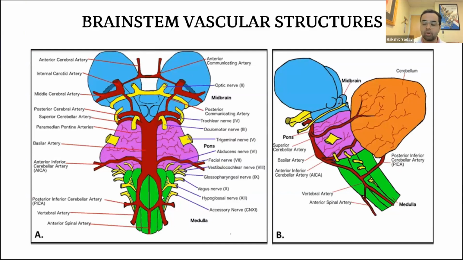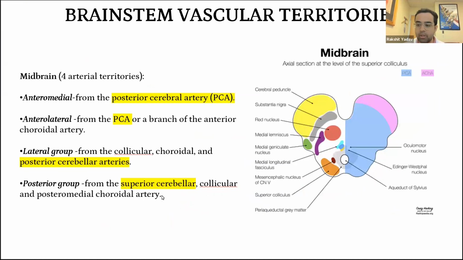This is just a broad diagram of the vascular structures. I'm going to explain each of the vascular structures separately according to the subparts of the brainstem. So the first one is the midbrain. The midbrain should be divided into four arterial territories, and I have given these areas separately.